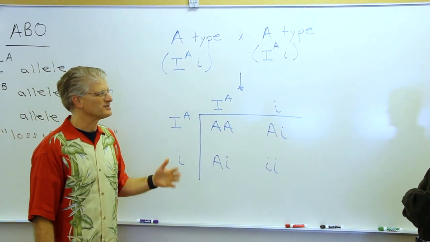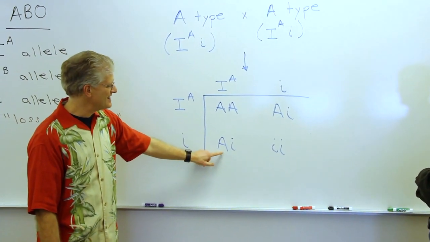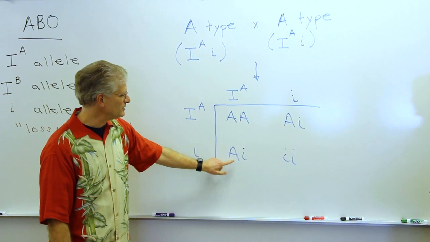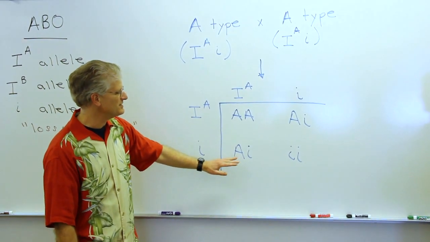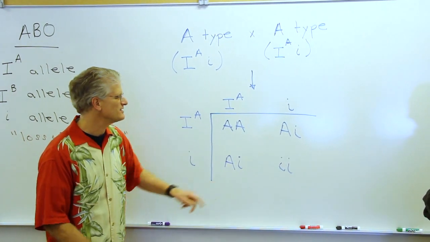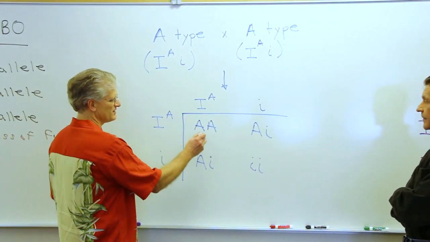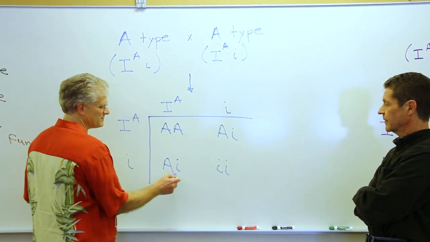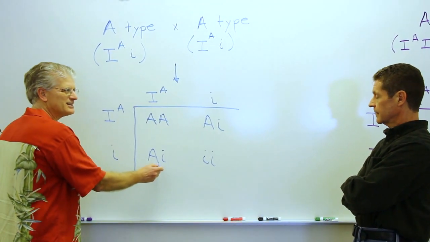sort of absolute dominance. The presence of the A allele produces the enzyme that will put the A sugar on the blood coat. I does nothing. It's a loss of function. So you're right, it is a 3-to-1 ratio here. This genotype, and this genotype will all be of the A blood type.